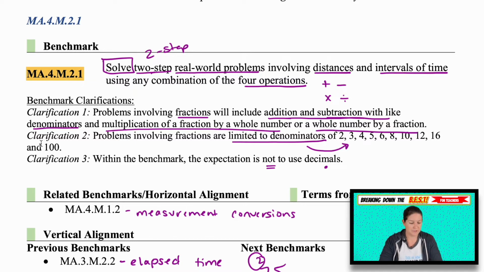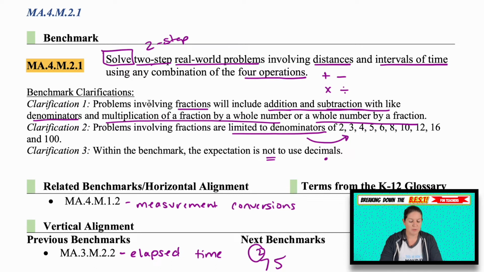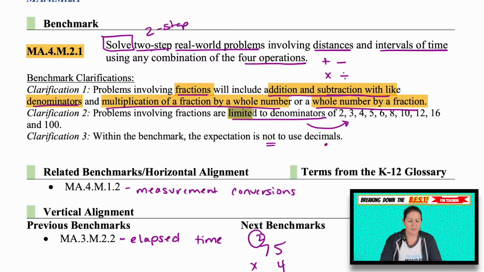Okay, so let's check out these clarifications. It says, problems involving fractions will include addition and subtraction with like denominators. In fourth grade, with fractions, we're working with those like denominators when it comes to adding and subtracting, so that makes sense. And also multiplication of a fraction by a whole number, that's what we do in fourth grade, or a whole number by a fraction. And just keep in mind that we do have a limit on denominators, and those are right here: 2, 3, 4, 5, 6, 8, 10, 12, 16, and 100. And within this benchmark, the expectation is not to use decimals.